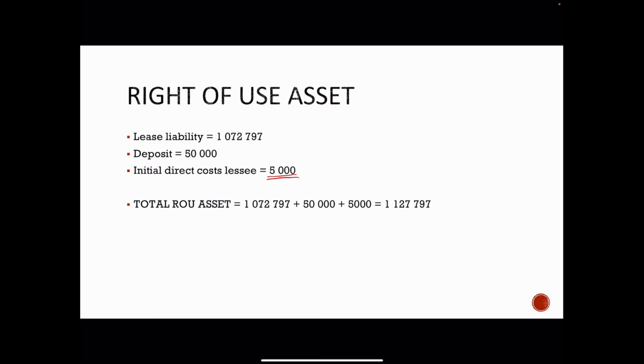However, remember, the initial direct cost that the lessee paid of 5,000 Rand was already recorded as part of the right of use asset in 2016. Therefore, we are not going to do the journal to capitalize that to the right of use asset. But the deposit was paid during the current year, and therefore we are going to do that journal.